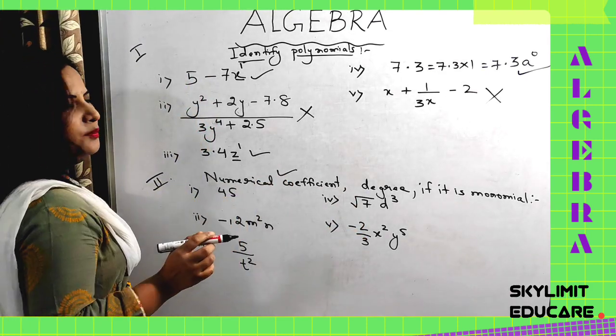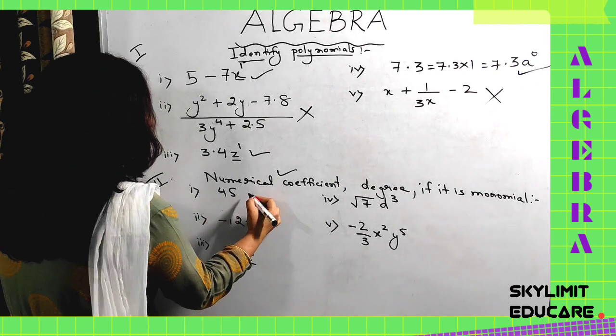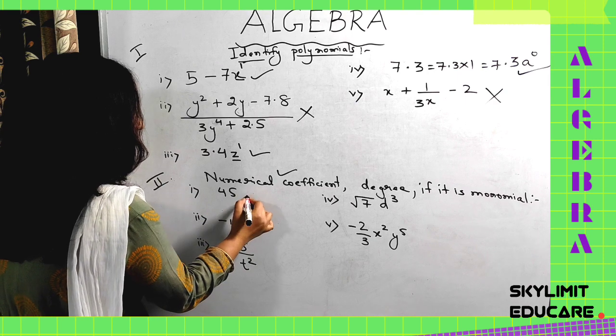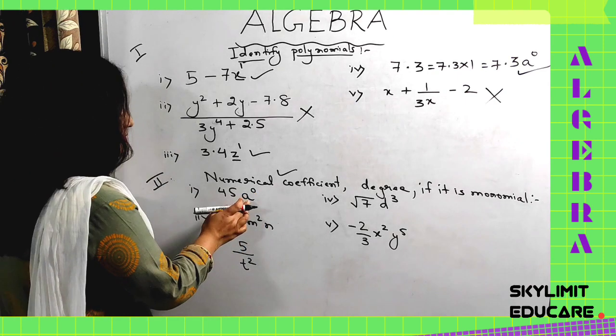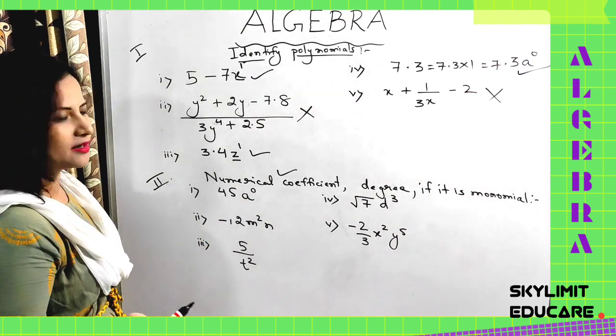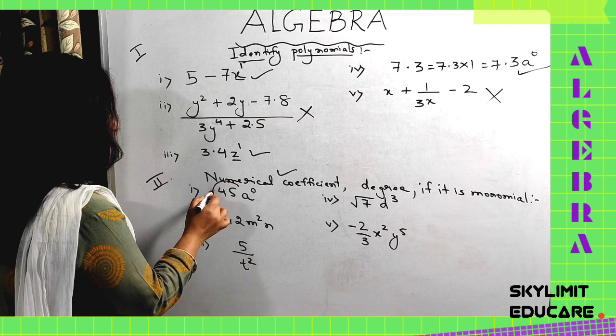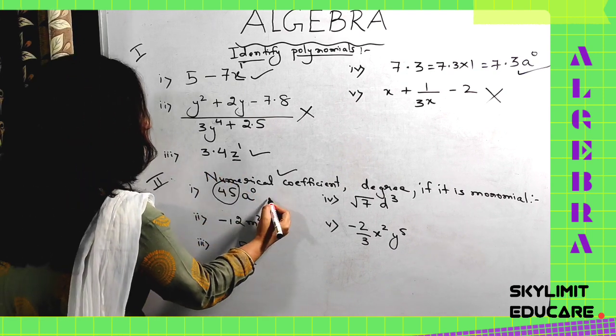45, is it a monomial? Yes, it is a monomial. It's having only one term. And its literal coefficient can be anything. It can be a to the power of 0, x to the power of 0, b to the power of 0, anything. So what is the numerical part? 45. Yes, it is a monomial.